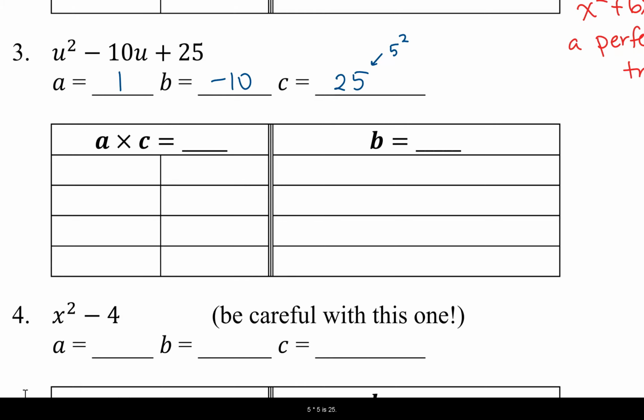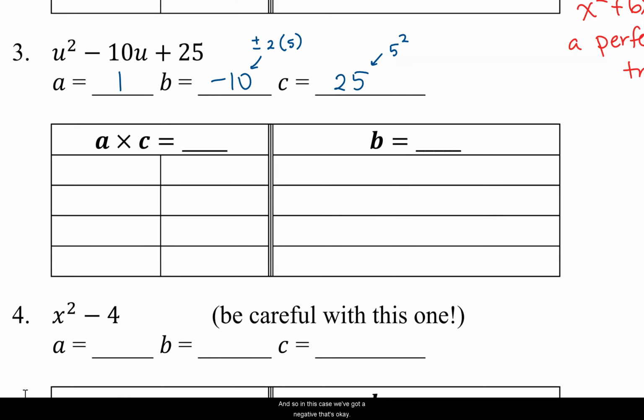5 times 5 is 25. In our previous problem, we had C being 9. 3 times 3 is 9. 9 is another perfect square. So this is one hint that it might be a perfect square trinomial, but a perfect square trinomial has two parts. C has to be a perfect square, and B has to be 2 times the factor of C, and B can be plus or minus 2 times that factor.